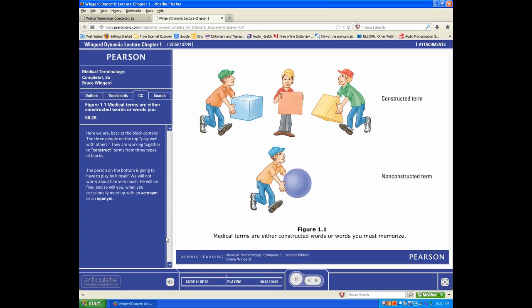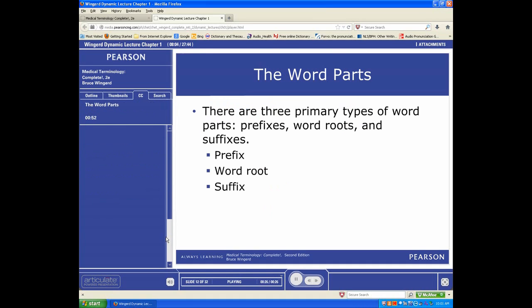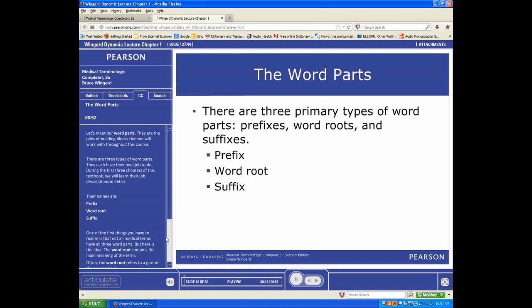Let's meet our word parts. They are the piles of building blocks that we will work with throughout this course. There are three types of word parts. They each have their own job to do. During the first 3 chapters of this textbook, we will learn their job descriptions in detail. Their names are prefix, word root, suffix.